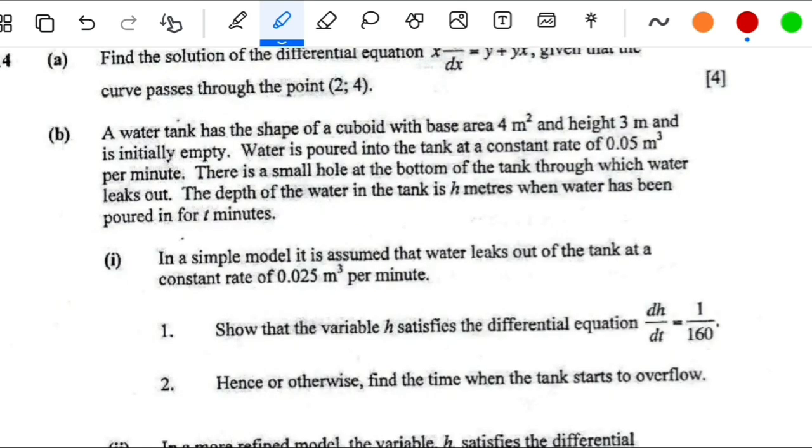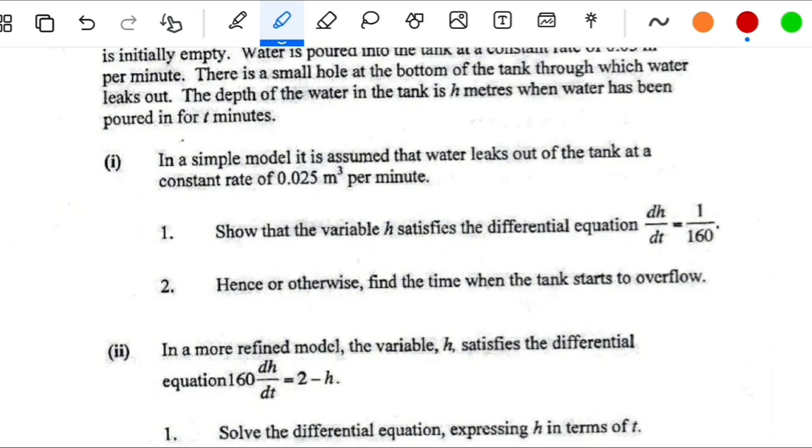B, we're given a story there which says a water tank has the shape of a cuboid with base area of 4 and height of 3 meters and is initially empty. Water is poured into the tank at a constant rate of 0.05. There is a small hole at the bottom of the tank through which water leaks out. The depth of the water in the tank is h meters when water has been poured in 40 minutes. In a simple model, it is assumed that water leaks out of the tank at a constant rate of 0.025. So 1 says show that the variable h satisfies the differential equation.